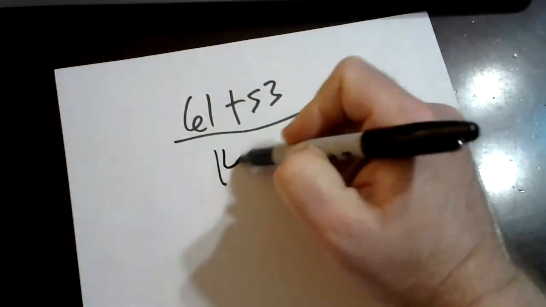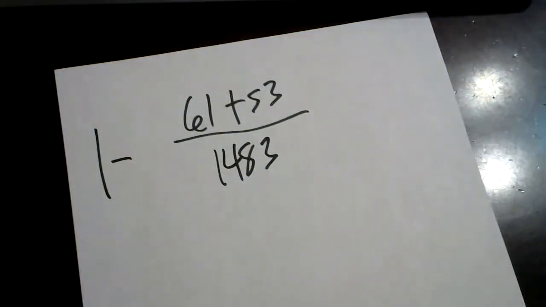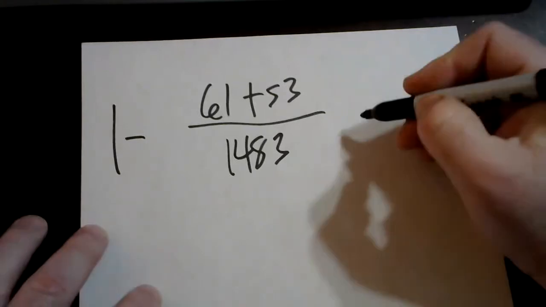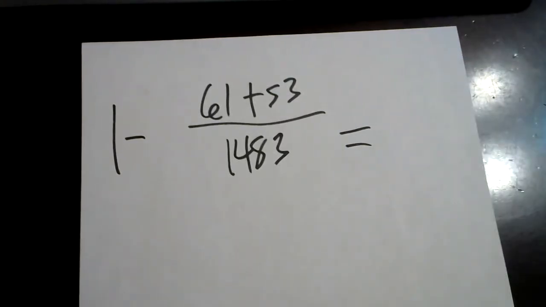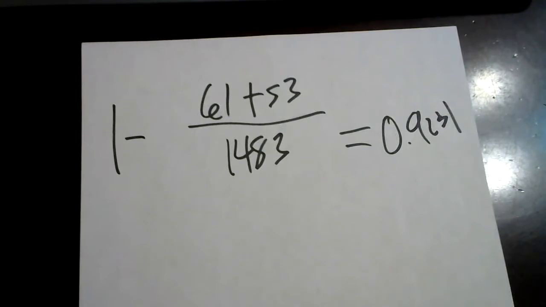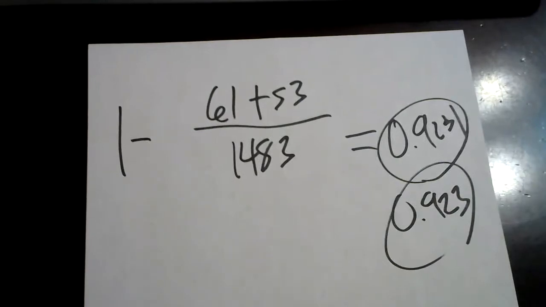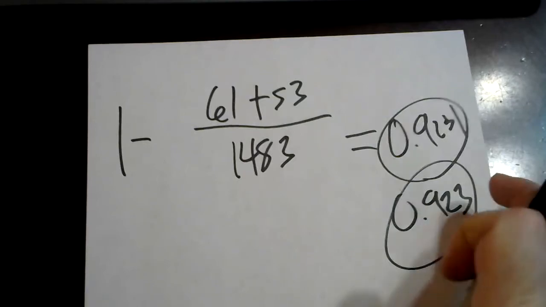And I get 1483. And remember, this is just the probability of the complement, the probability the person is 55 or older. So let me plug all that into a calculator. And I get 0.9231. Or if I wanted to round to the nearest thousandth, then it would just be 0.923. So let's move on to the next one, which is number 7.